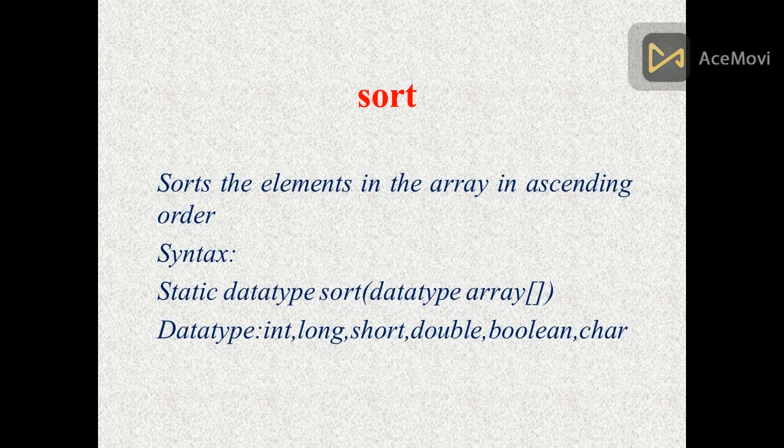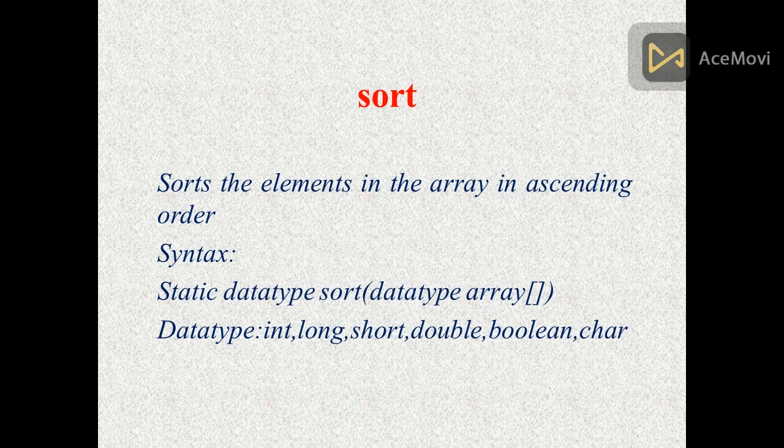Last video we have seen some of the methods which are used to manipulate the elements in the array. Now in this video we are going to see the remaining three methods to manipulate the elements in the array. The first method is sort. The sort method is used to sort the elements in the array in ascending order. Whatever elements we give in the array will be sorted in ascending order.